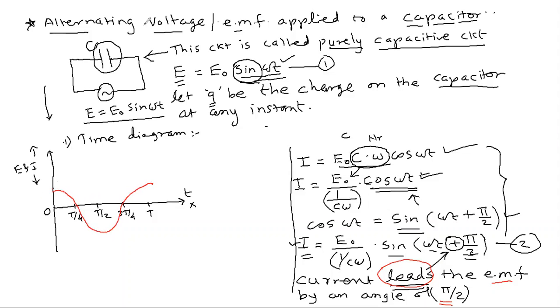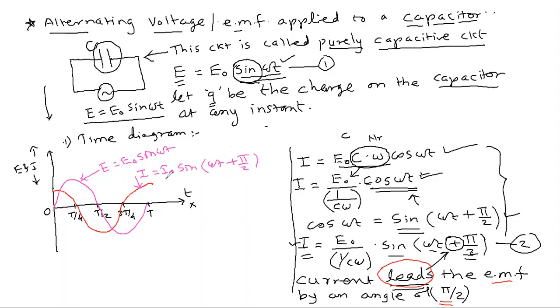Okay, and for the EMF, it will start from the origin like this. So here we can say the EMF E is equal to E naught sine of omega t, and this red one, whatever you have shown, is I equal to I naught sine of omega t plus pi by 2.